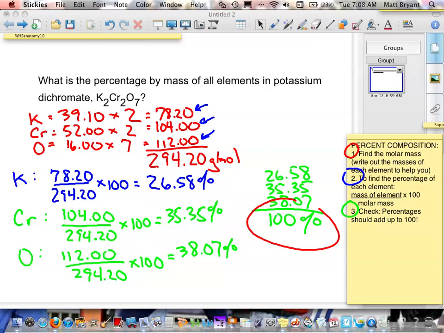So this may be one of the easiest things we've done so far, and really it's just a matter of keeping track of the numbers. So that is percent composition, and I hope you enjoy.